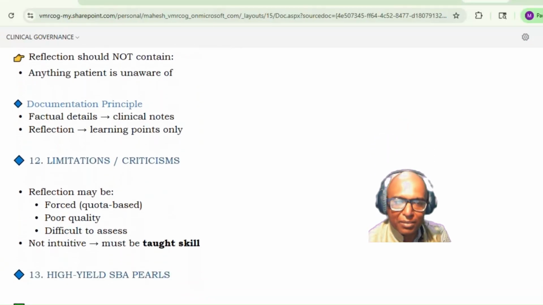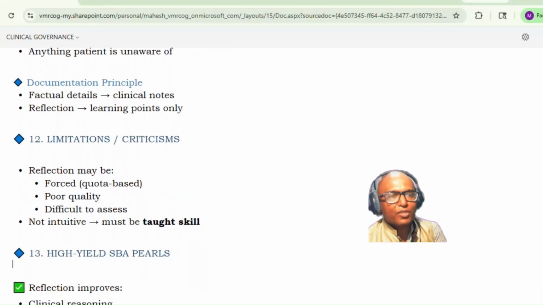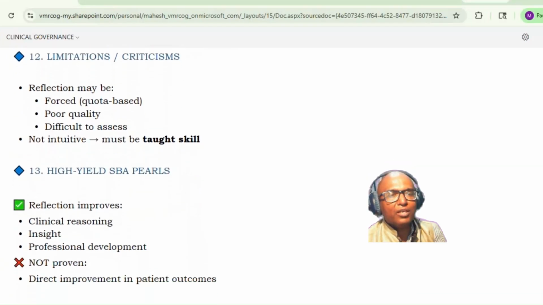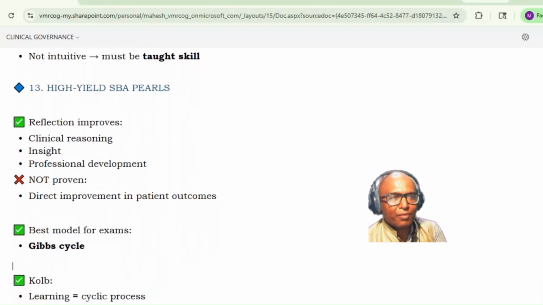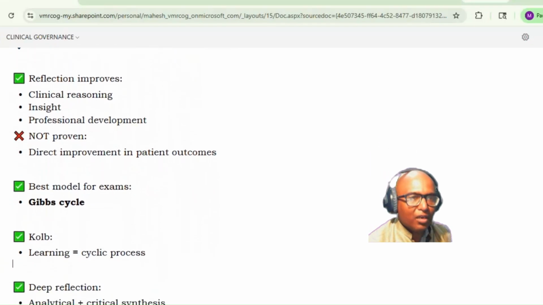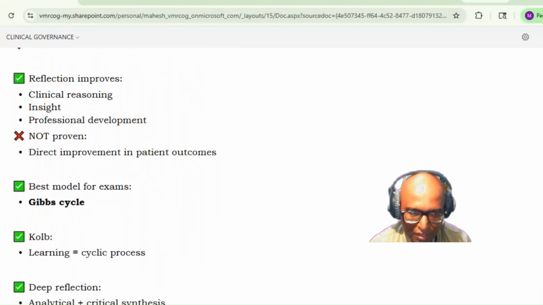Reflection may sometimes be forced, or it may be of poor quality. It may be difficult to assess. So one should learn the skill, and it must be taught. From an examination point of view, reflection improves clinical reasoning, insight, and professional development. However, it is not proven that there is a direct improvement in patient outcome.